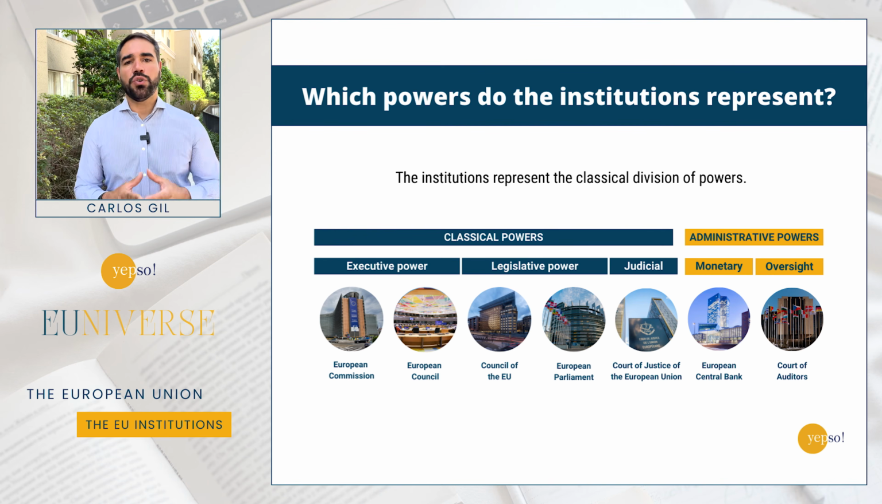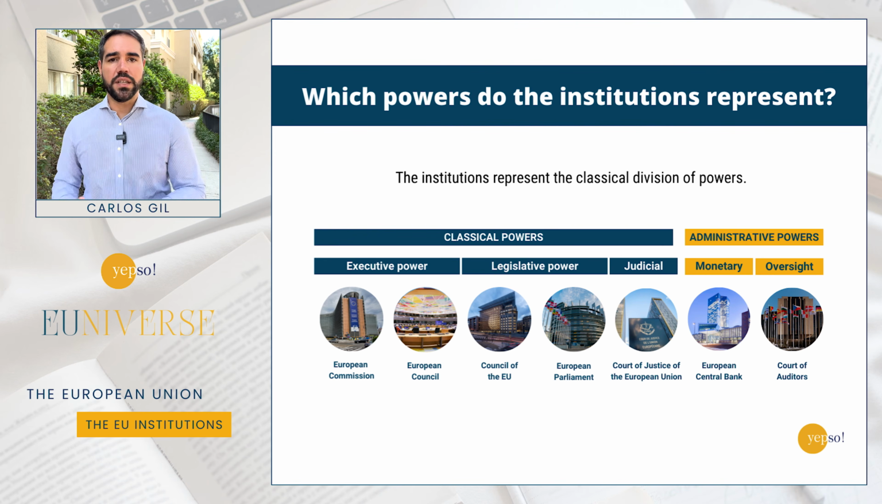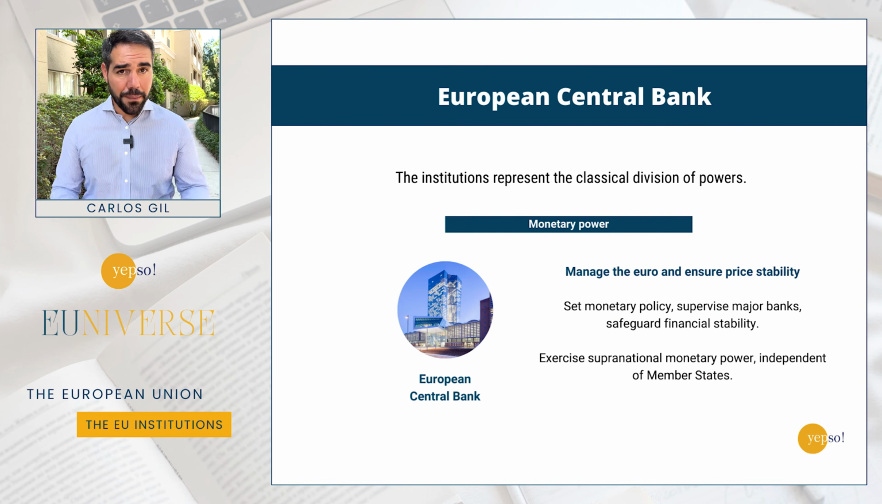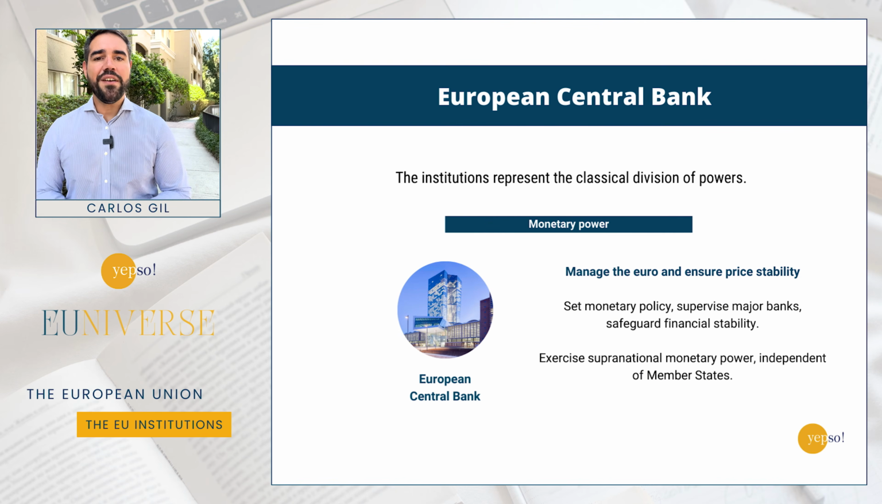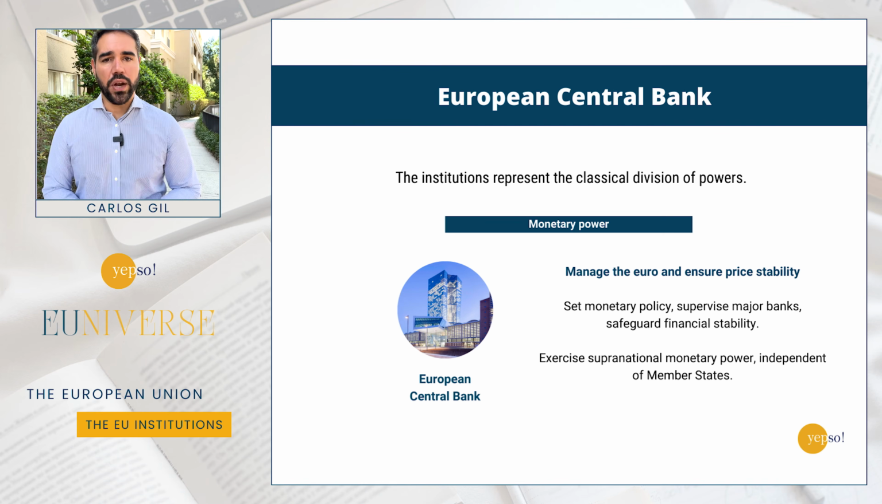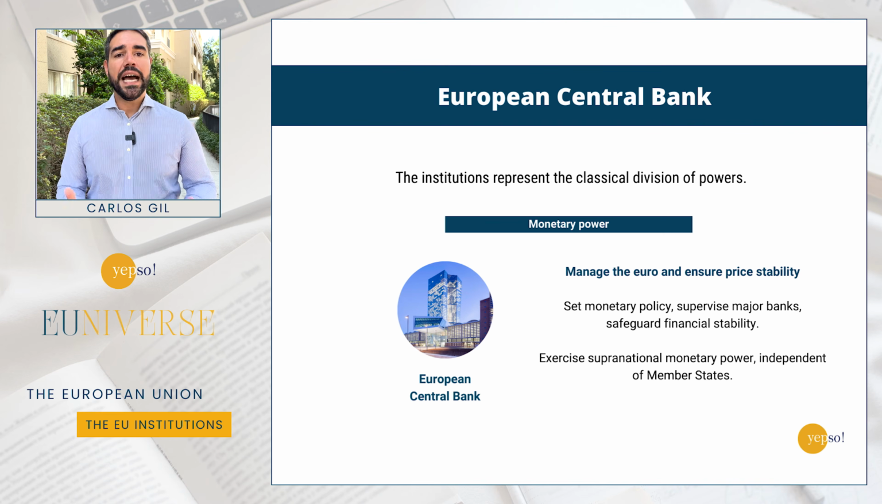Within the classical structure of powers, I mentioned 2 administrative powers that are embodied by 2 different institutions. Do you remember which ones? Well, first we have the European Central Bank, the ECB. It is based in Frankfurt, in Germany. It is the core institution responsible for managing the euro and ensuring price stability across the euro area. It sets monetary policy, supervises major banks through the single supervisory mechanism, and works to maintain financial stability, making it a key pillar of the European Economic and Monetary Union.